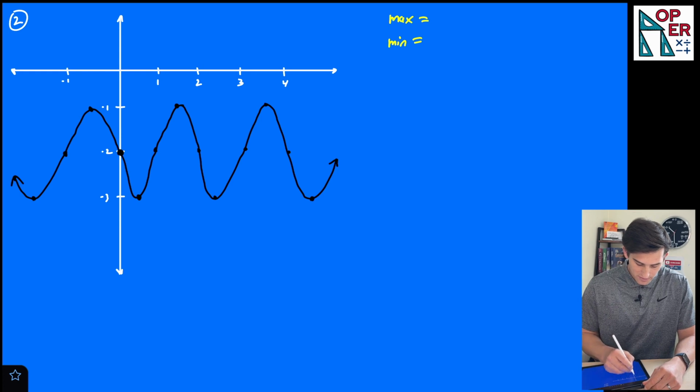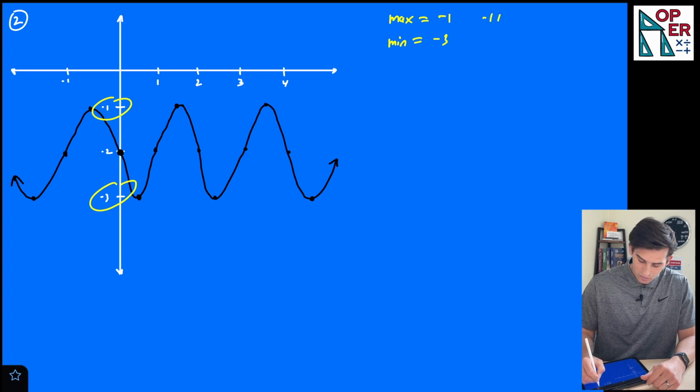Okay, so it looks like our maximum here is at negative 1, and our minimum here is at negative 3. So let's add those together, negative 1 plus negative 3, and divide that by 2. So negative 4 over 2, and we get negative 2. So k is equal to negative 2.